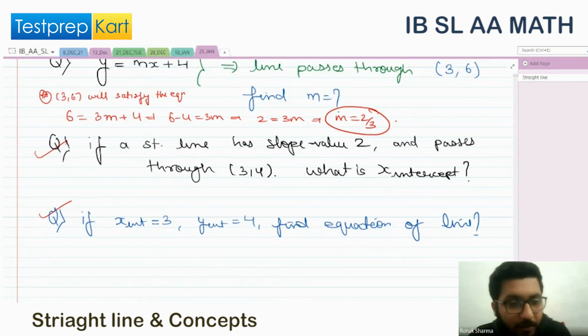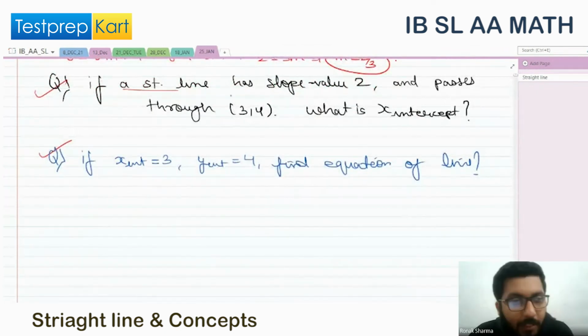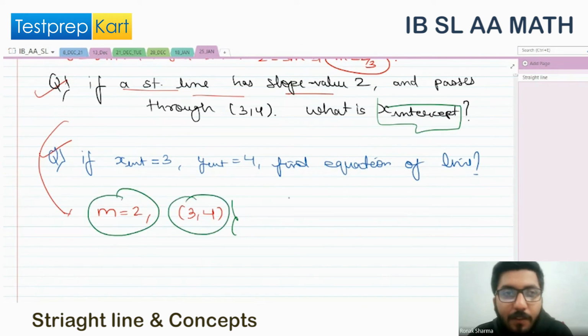One is asking for the x-intercept. In this question, they're saying the line has slope 2, so that means we have the value of m, that is 2, and the line is passing through (3, 4). If they're asking for the x-intercept or y-intercept, you need the equation of the line. You can find the x-intercept by putting y as 0 and calculating x, and for the y-intercept, put x equal to 0 and calculate y. But before that, we need the equation of the line. Two things are sufficient to find it.